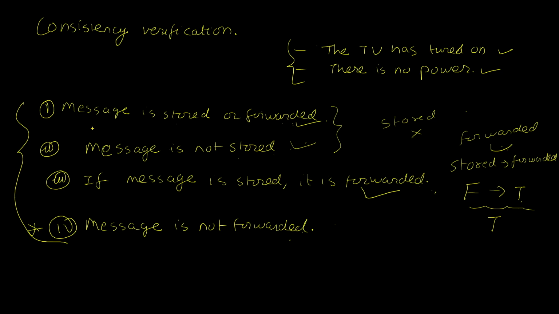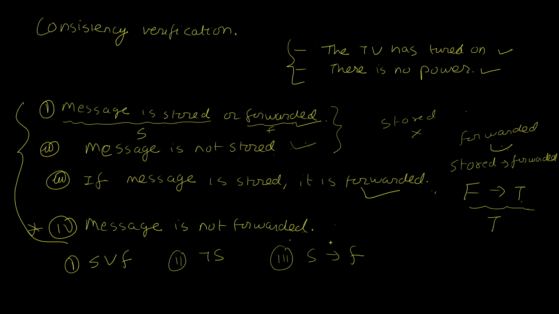And therefore the formal way to do this would be as follows. So you would obviously start by denoting these propositions with variables. So message is stored, let me call that S. Forwarded, let me call that F. And then I have my propositions here. Message is stored or forwarded would just be S or F. Message is not stored would just be not S. And if you consider 3, message is stored, it is forwarded. That means stored would imply forwarded, and the fourth one suggests that the message is not forwarded. You could simply do not F.